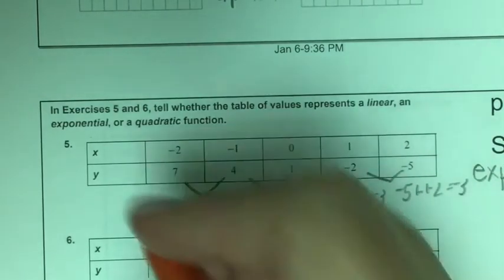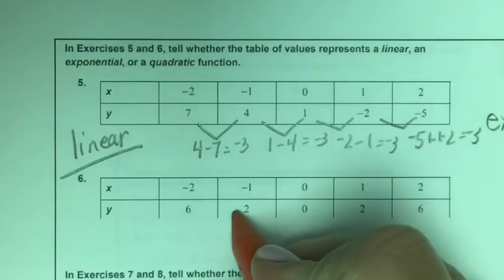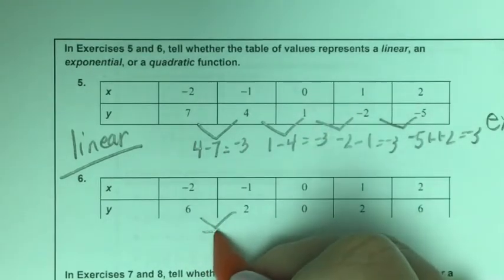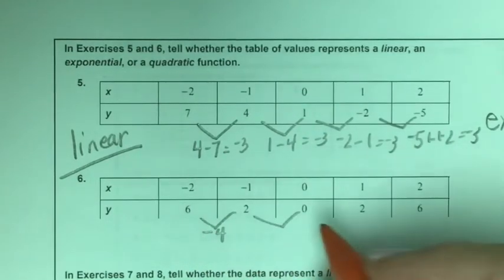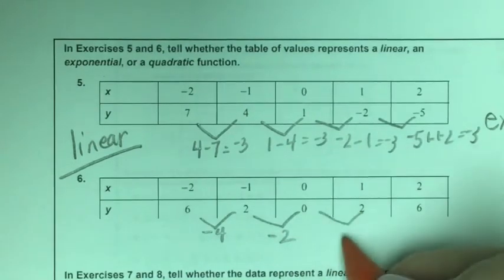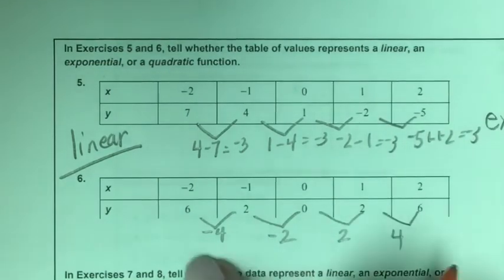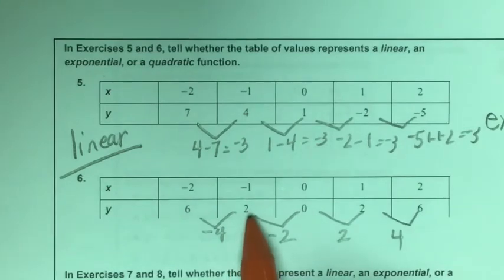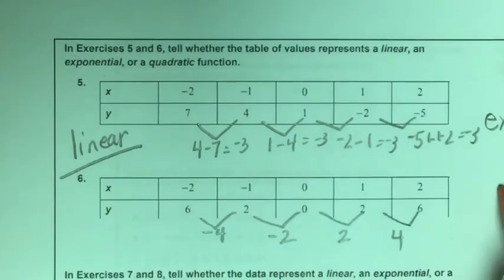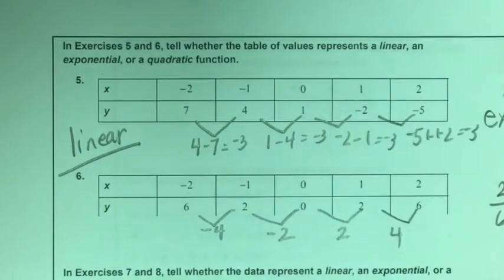So number 5 is a linear function. 2 minus 6 is negative 4. 0 minus 2 is negative 2. 2 minus 0 is 2, and 6 minus 2 is 4. So that's not a constant rate of change. Do let me look and see, though, if this is going to be exponential. 2 divided by 6, is that going to be the same as 0 divided by 2? No, so number 6 is not exponential either.